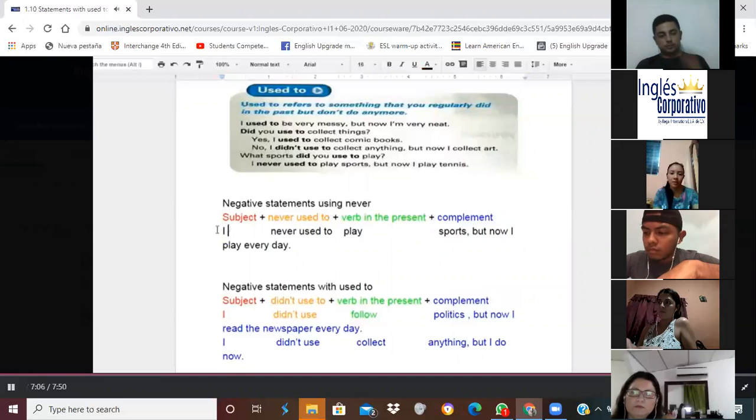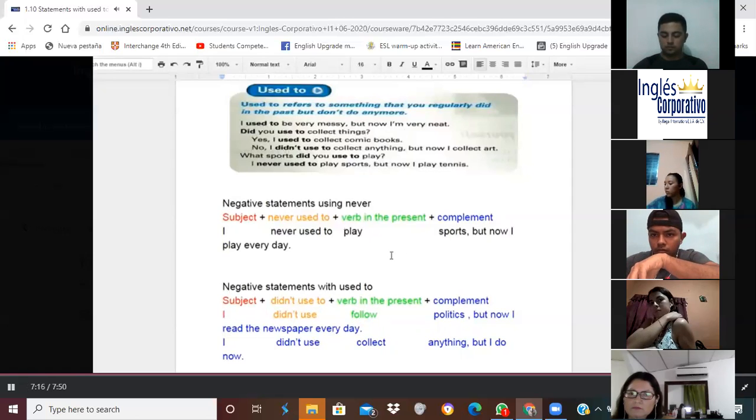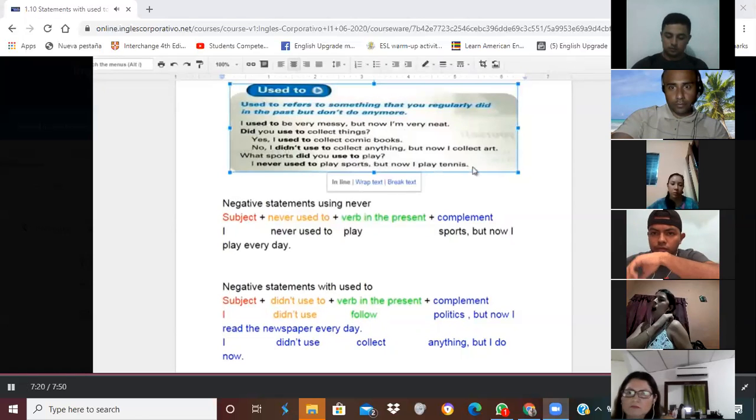Okay, so the subject plus never used to, and that's going to follow the verb in its present form, and then whatever complement exists. I never used to play sports. I never used to worry about money. I never used to play sports, but now I play tennis, just like you see on the example there.